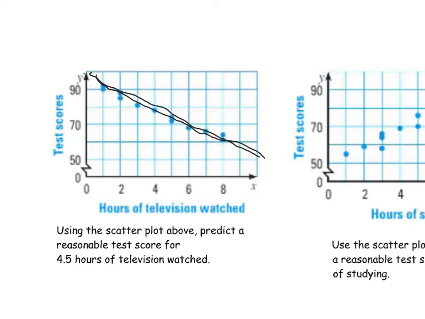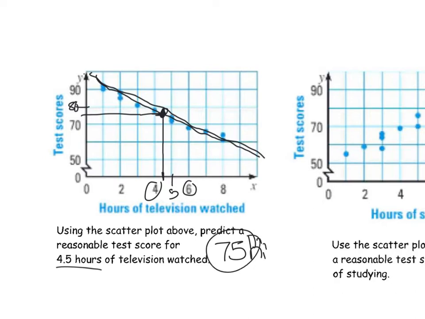It says, use the scatter plot above to predict a reasonable test score for 4.5 hours of television. All right, so this is 4 hours, this is 6 hours, so this is 5, so we're in between. So you're going to be somewhere in this area. I would say halfway between 75 and 85, so about 75. 75 would be your score for 4.5 hours.